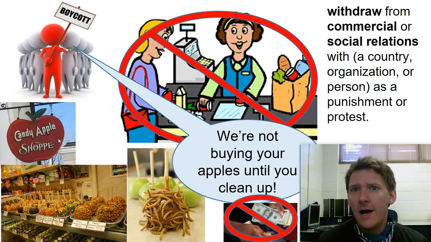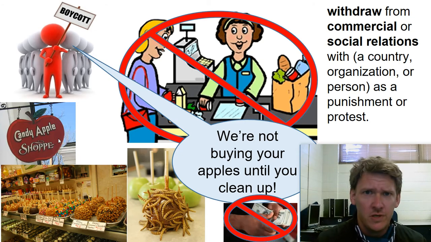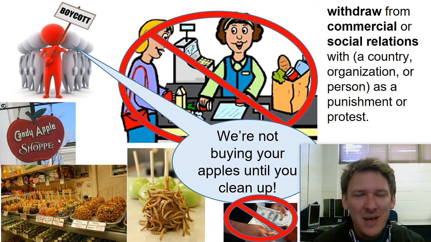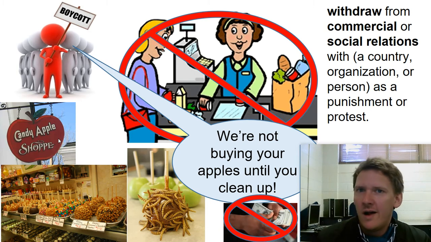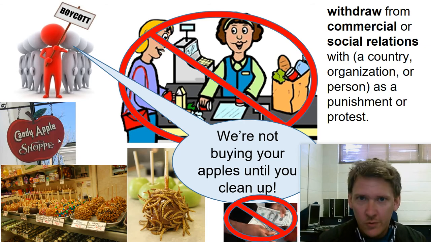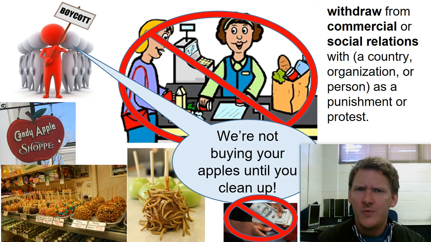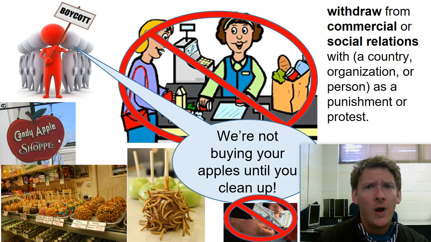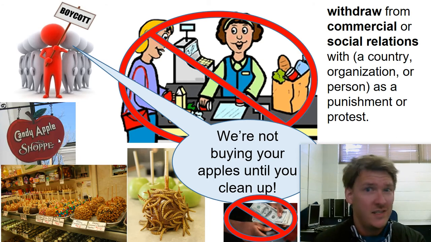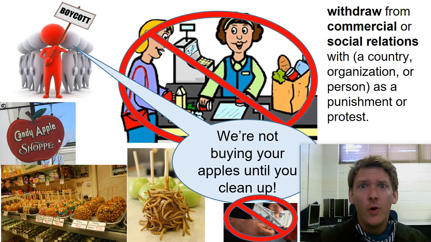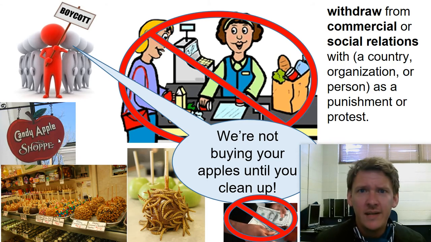And if enough people boycott, eventually the candy apple shop starts losing money, and they either have to go out of business or they change their habits. That is how a boycott happens. You can boycott countries. People boycott Israel because they don't like what is happening between Israel and Palestine. Some people boycott China because of what they're doing with the Uyghurs, or how they're treating the citizens in Hong Kong. You name it. A boycott is when you refuse to participate in something or purchase something.